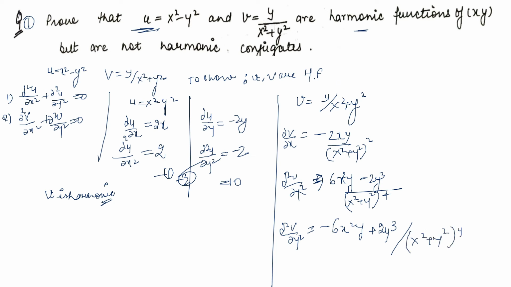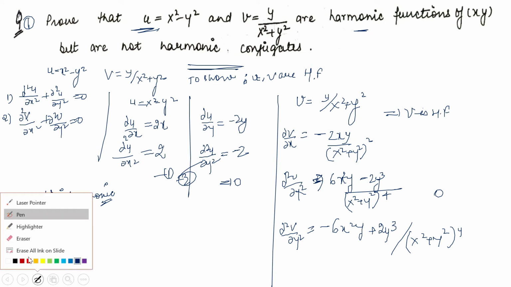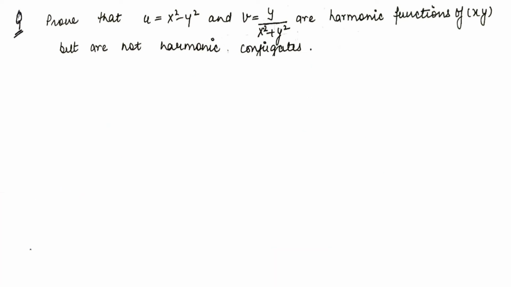Okay, now adding these two, we get equals to 0. It implies v is a harmonic function. So the first part is over. Now we have to show that they are not conjugates of each other. It means we have to check whether they satisfy the CR equation or not.